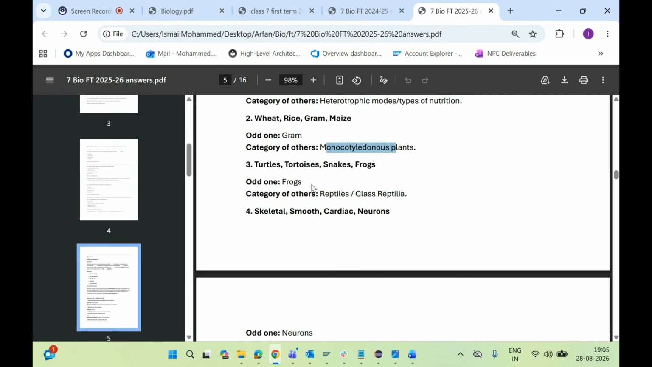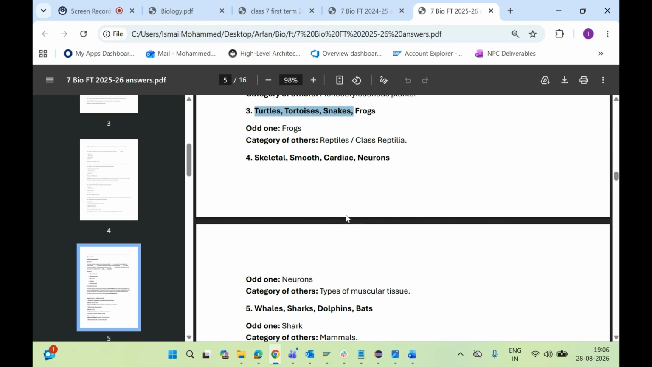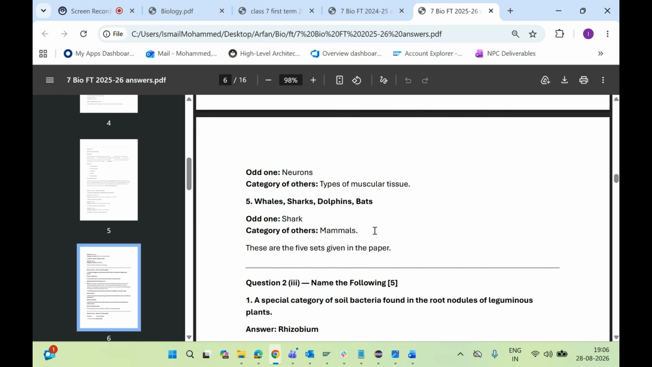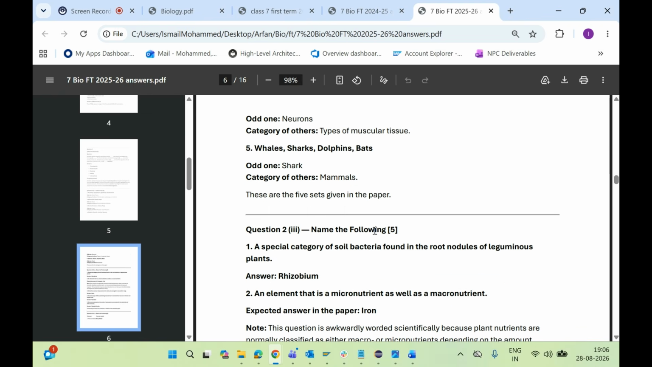Turtles, tortoise, snakes, frogs. The answer is frog, because these three belong to the class Reptilia, but frog belongs to Amphibia. Skeletal, smooth, cardiac, neurons. So these are muscular tissues, whereas neuron belongs to the nervous tissue. The odd one out is neuron.